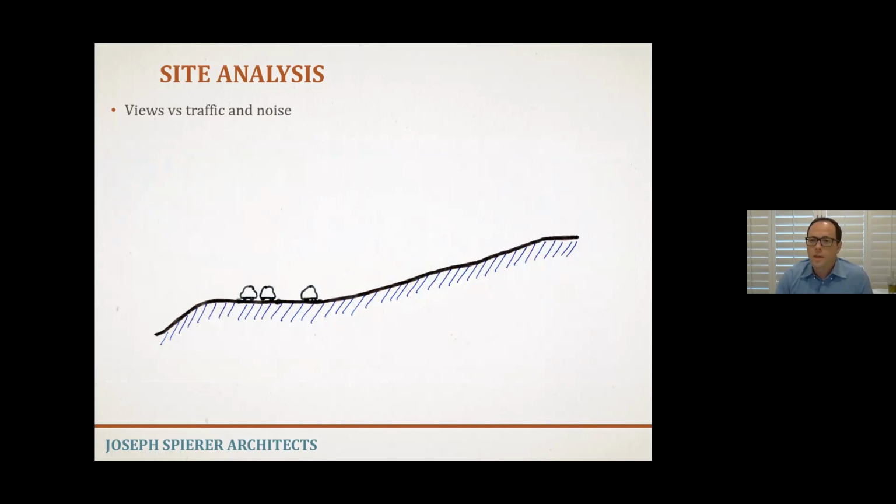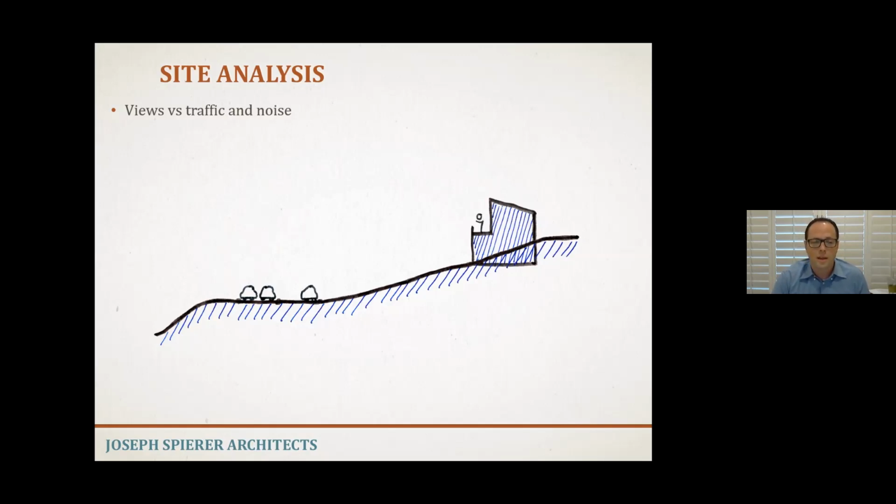All right, something else to consider when you're doing a site analysis is views versus traffic and noise, right? Imagine you have cars traveling down a road right below where you want to place your house. Maybe you don't want to look at them. Maybe you only want to purchase this property if you're going to be able to block the noise and the sight of these cars. So in order to do that, you may want to create a section.